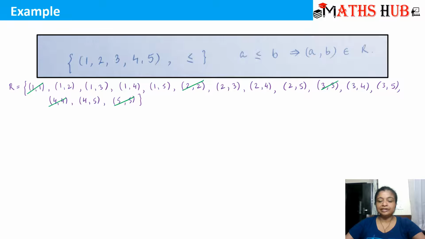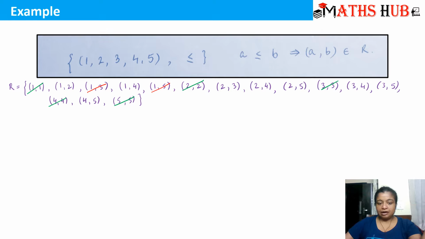We were removing all the transitive pairs. So which elements are transitive now? Let us see. 1 is connected to 2 and 2 connects 3. So that means 1 connects 3. So we'll remove 1,3. Okay, what is the next pair that you can check over here? 1 related to 4, 4 related to 5. That means 1 related to 5. So you can remove 1,5, right?